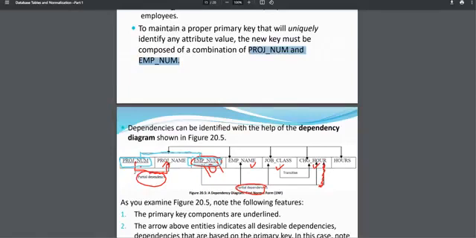By using these two fields, we can form a composite key. After that, the other fields you can uniquely identify.